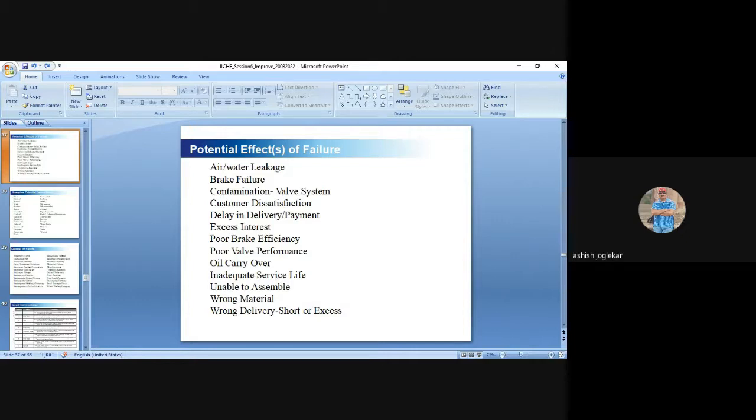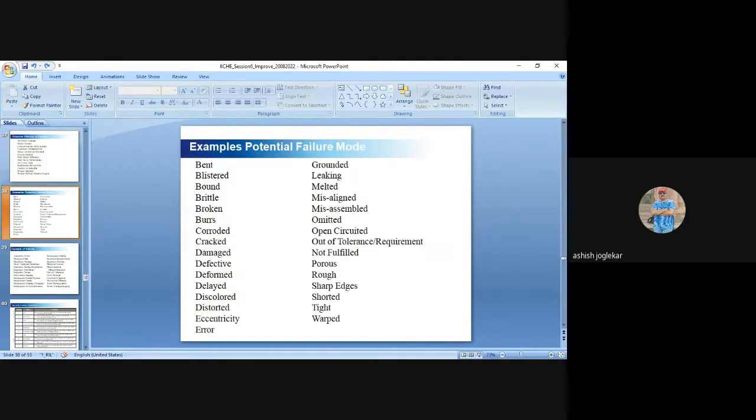There are some common potential failure modes listed here for your reference: air or water leakage, brake failure, contamination, customer dissatisfaction, delay in delivery, excess noise, poor brake efficiency, oil carryover, inadequate service life, and so on. The examples of potential failures are bent, blister, bound, brittle, broken. You can see it sometimes starts with a verb, so the verb is actually the failure mode. Discolored, distorted, eccentric, grounded, leaking, melted, all these are potential failure modes.